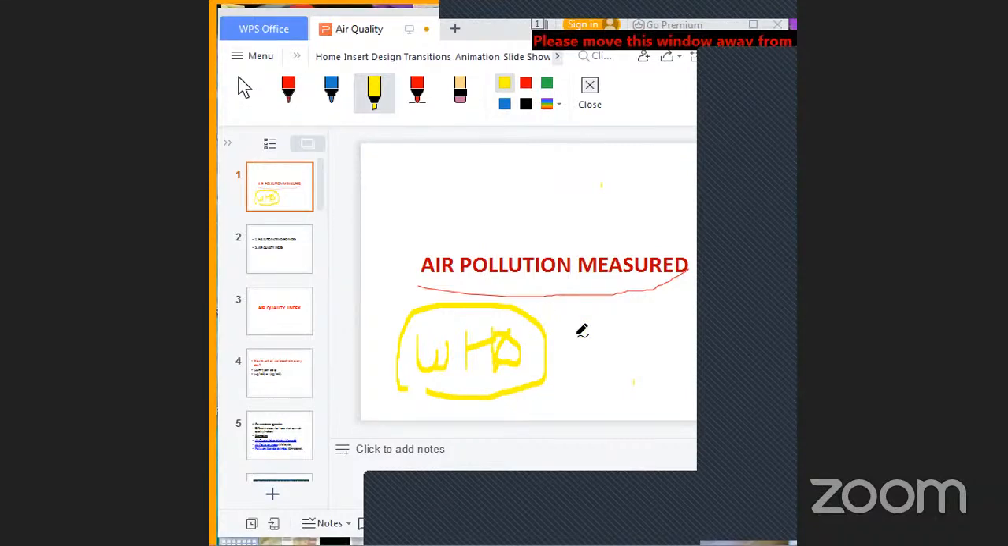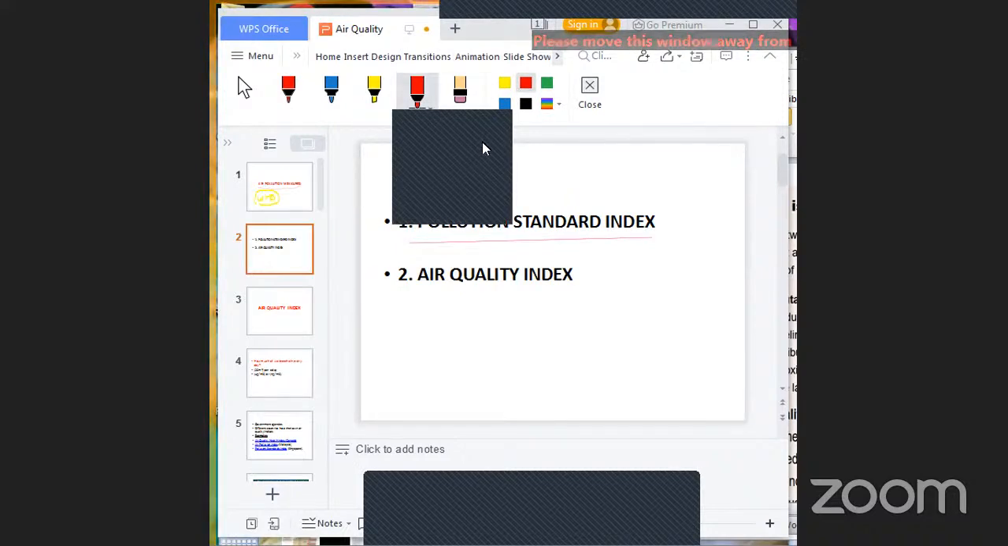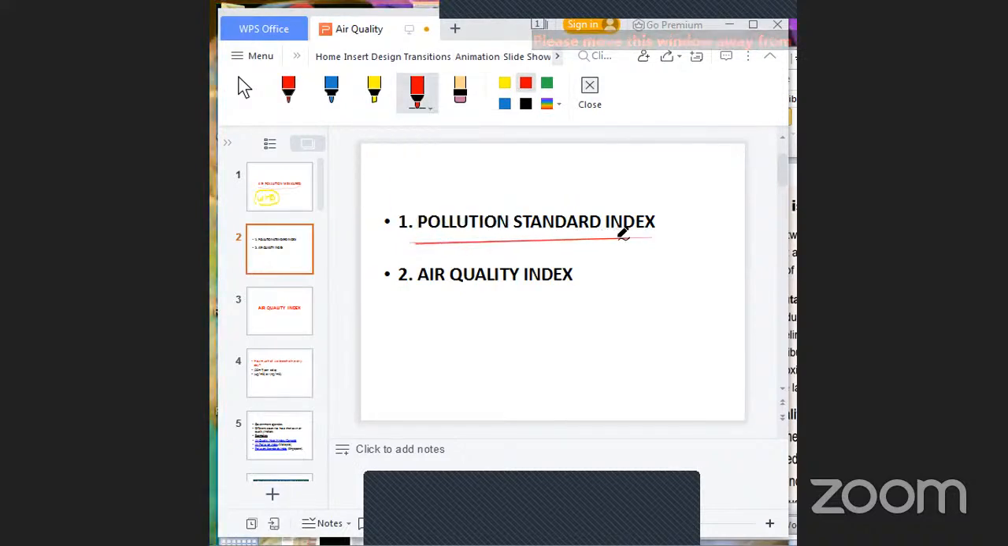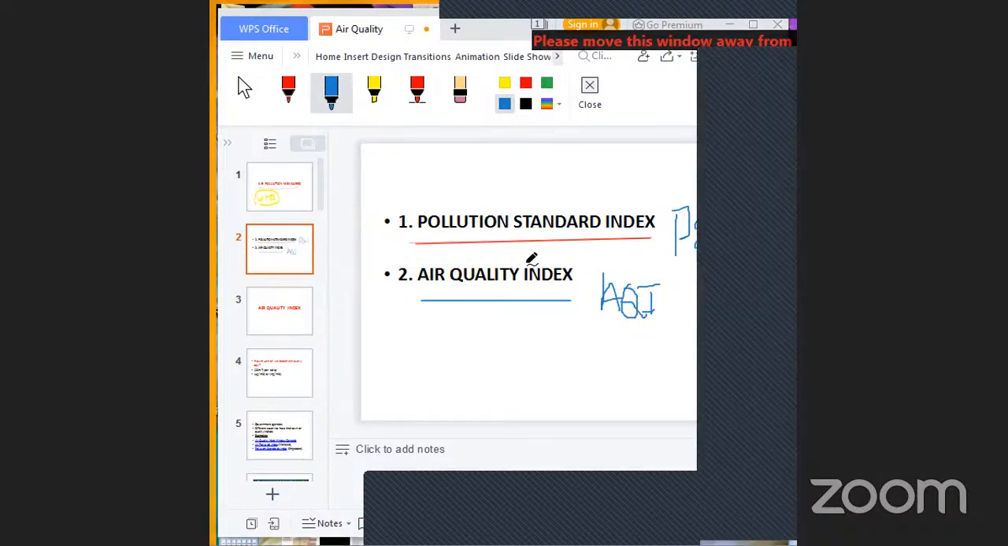So what are the measures? So we have two types, right? First one is pollution standard index, right? Pollution standard index. And second one is air quality index. So this is called PSI, PSI, and this is called AQI, right? AQI.